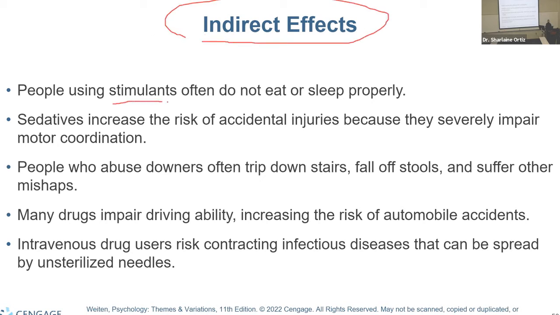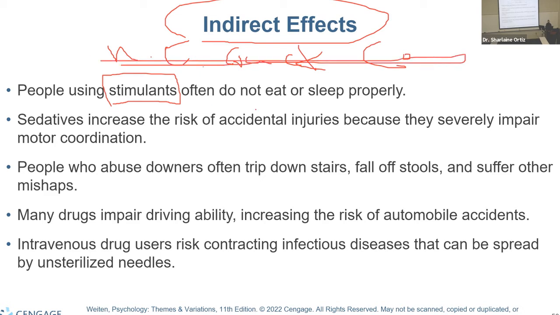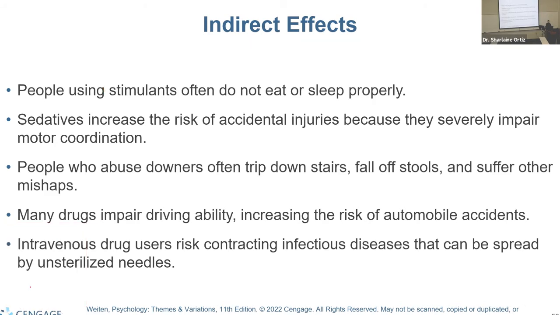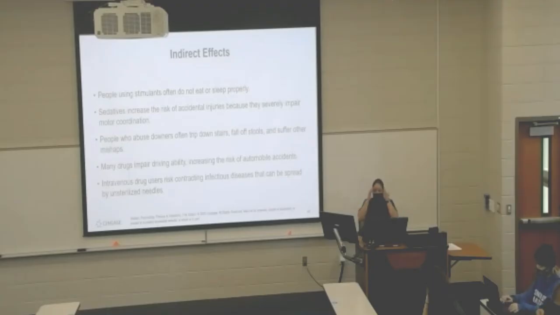People who use stimulants, right? So we're talking about nicotine, caffeine, crack, cocaine, right? So we have our stimulants. Generally, when we have a stimulant, we have less need to eat or sleep. If you remember from previous lectures, we have an active nervous system. The parasympathetic and sympathetic nervous systems, right?